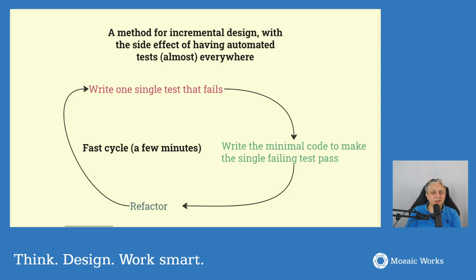The way we do this is we write a single test that fails. We write the minimal code to make that single failing test pass. And here we need to make sure that all the other tests are passing, right? So this is kind of assumed here. All the tests need to pass after you write the code. And then you refactor to improve design. You go in these cycles every few minutes, ideally.